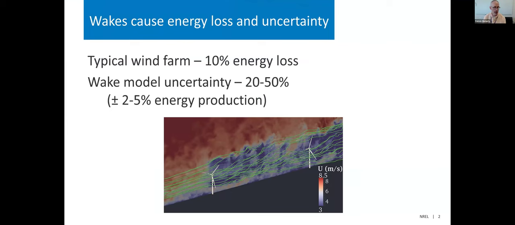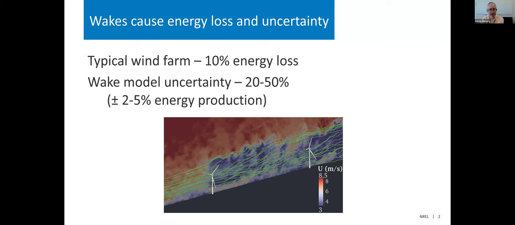So, American Wake Experiment, one of the big things that we're interested in, of course, is wakes. When turbines interact with each other within a typical wind farm, you'll see something like 10% of the overall energy is lost due to wakes. This is just relative to if turbines didn't interact at all or if they were standalone. What's perhaps even more interesting is the uncertainty of the models that are used to predict the energy production of wind farms. And here, the uncertainty or the variability of those predictions is still to this day fairly high, up to 20 to 50% of that 10% energy loss.